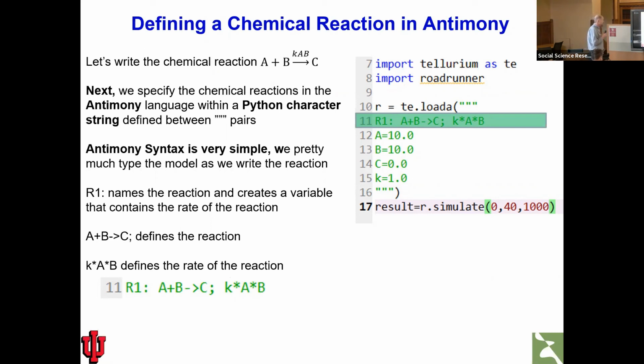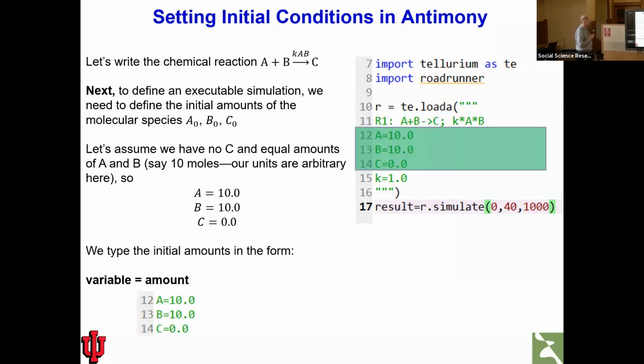And essentially everything you're going to do in Antimony, with very few exceptions, will be typing lots of rate equations like this. You'll type A plus B goes to C at some rate. C plus D goes to E at some rate. A plus B goes to whatever at some rate, okay? The next thing I have to do is define my initial conditions. How much A, B, and C do I have at the beginning?